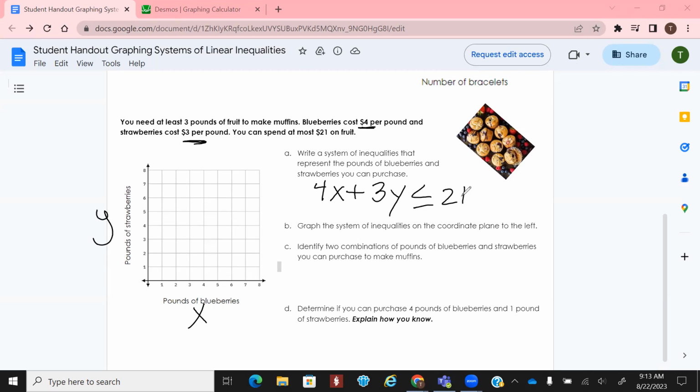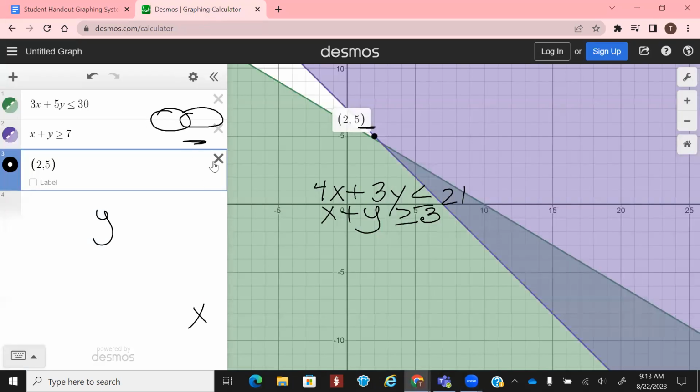If I ask you to write a system, you need 2 inequalities. Okay? So looking at this, we said up to 3 pounds. I'm sorry, you need at least 3 pounds. So we're going to take the blueberries plus the strawberries, and we're going to say greater than 3. With systems of inequalities, you must have at least 2 inequalities. Now we're going to graph this one.